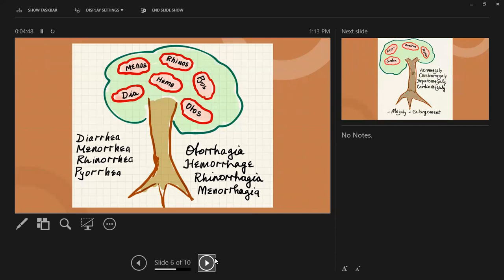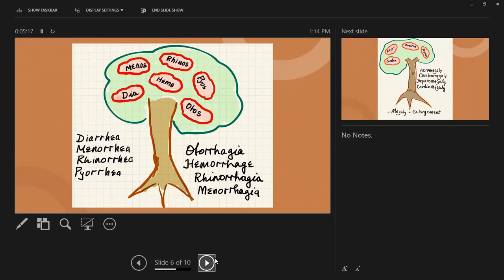Here we have rrhea and rrhagia, which look similar but mean different things. Rrhea is flow. Rrhagia is excessive bleeding. Inside the tree, we have menos, monthly. Dia, through. Heme, blood. Rhinos, nose. Pios, pus. Otos, ear. Otorrhagia, excessive bleeding from the ear.